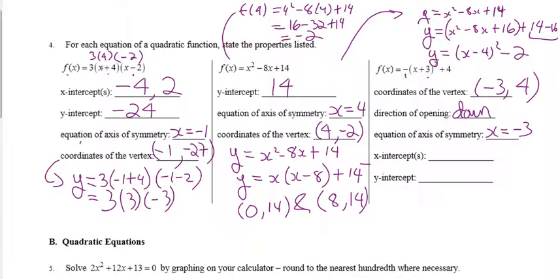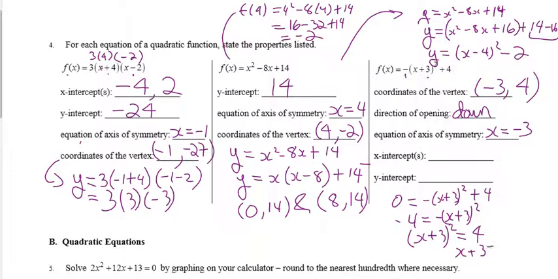X-intercepts. How do you find the x-intercepts? You set y to 0. So we're going to have to go here. 0 is equal to negative (x plus 3) squared plus 4. I'm going to move the 4. Negative 4 is equal to negative (x plus 3) squared. So (x plus 3) squared is equal to positive 4, so you're just getting rid of the negative sign. Now what? Now you square root both sides, giving you x plus 3 equals, and at this point the next thing I write is the most critical part. What's the next thing I write?